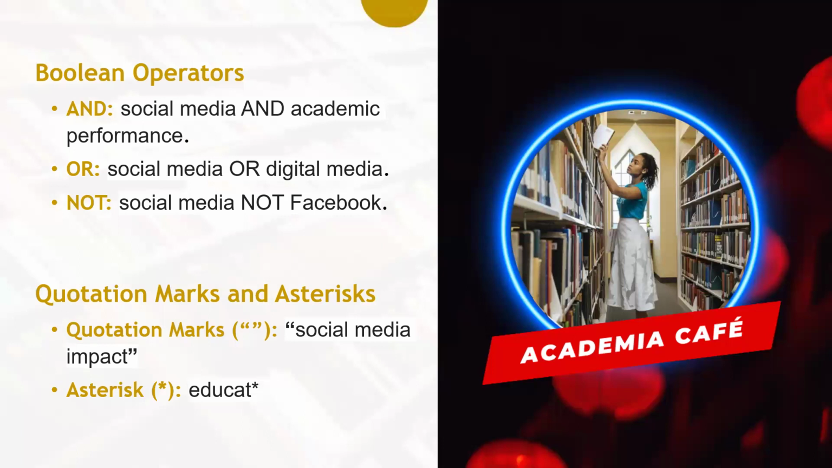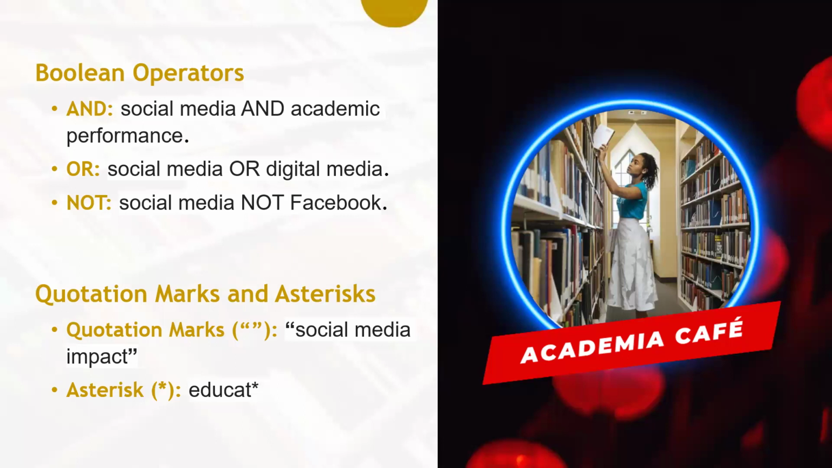For quotation marks, they are used to search for an exact phrase. When you enclose a phrase in quotation marks, the search engine looks for the exact words in the exact order. For example, searching for "social media impact" in quotes will return results that contain this specific phrase, filtering out results where these words are used separately or in a different order.